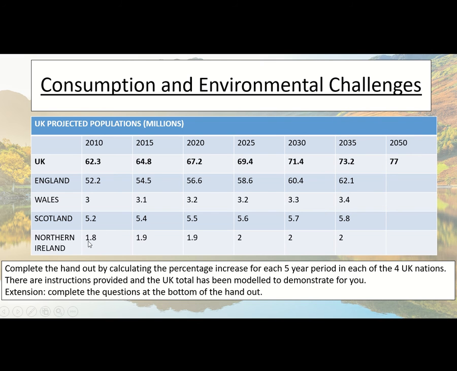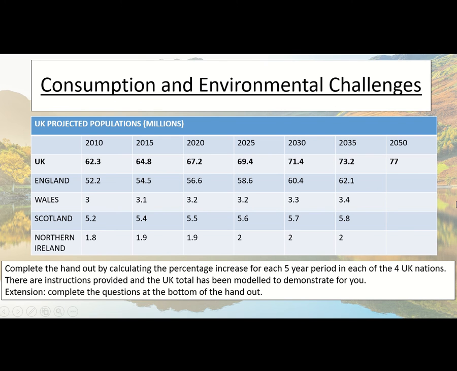You can see in Northern Ireland, if I went into slightly more detail, it probably wouldn't just be 2 million, but you can see clearly there is a slowing down in the rate of population increase in Northern Ireland. And that might be the same if you look at the other places. It might not, we'll see. But that's the idea. You work out the percentage increase for each 5-year period.